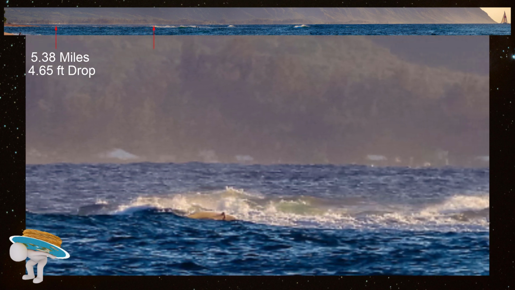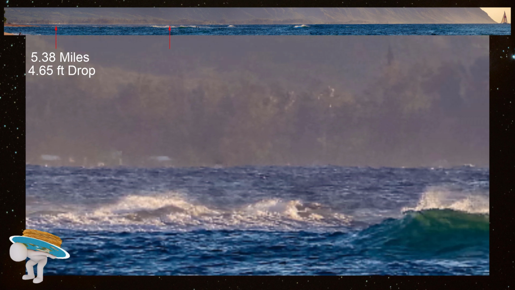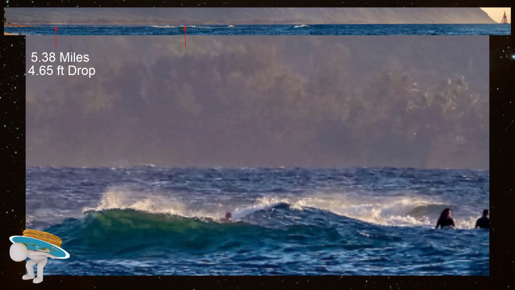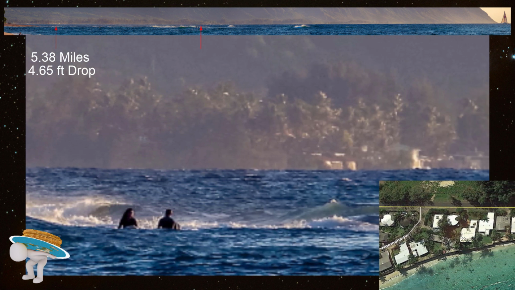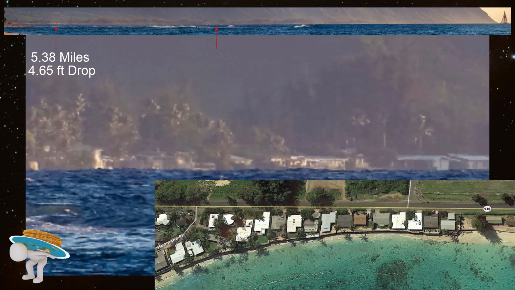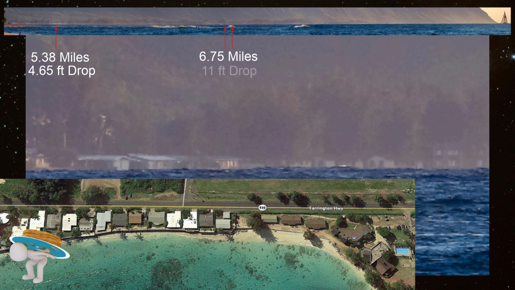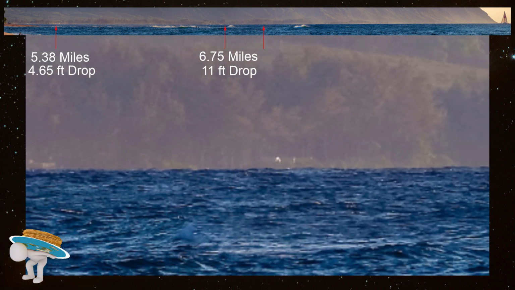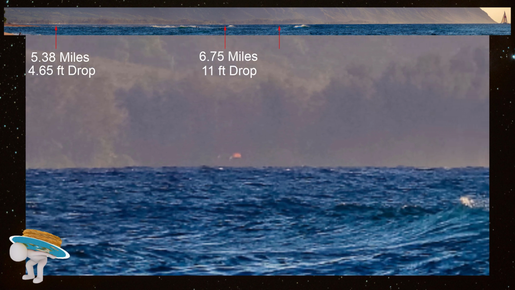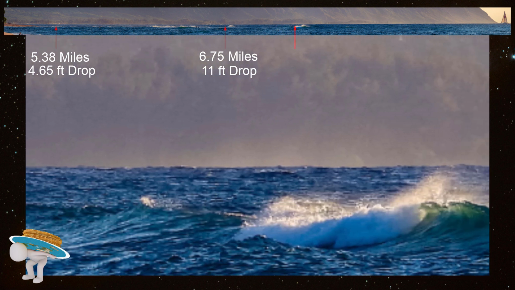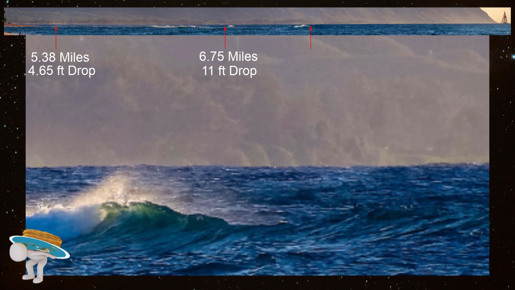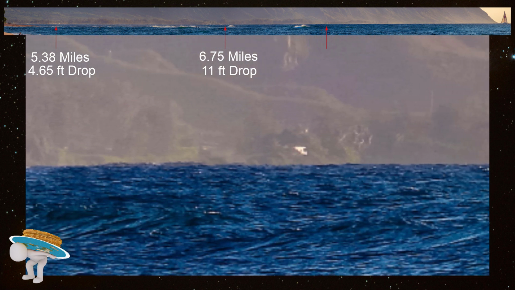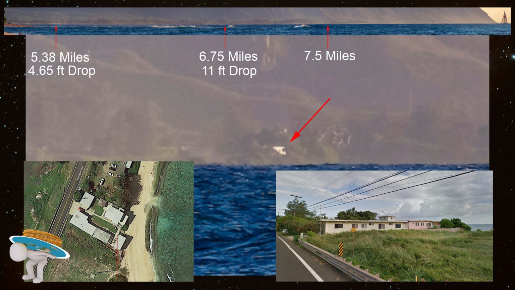Now as we pan down the beach to the right, remember, we're seeing this beach as it stretches farther and farther away. This cluster of homes is 6.75 miles away, with almost 11 feet hidden. This house is 7.5 miles away, and you can clearly see the line of trees in front of the second floor of the building. According to the curve calculator, a little over 14 feet is hidden.